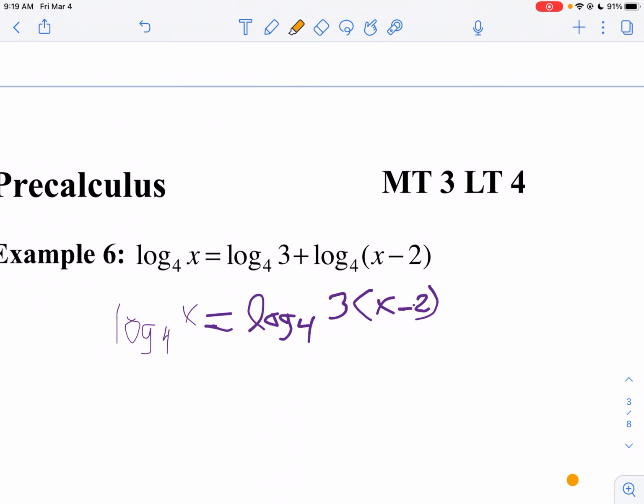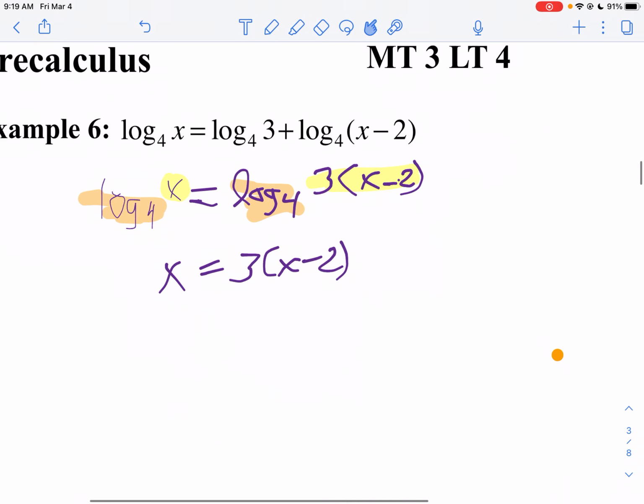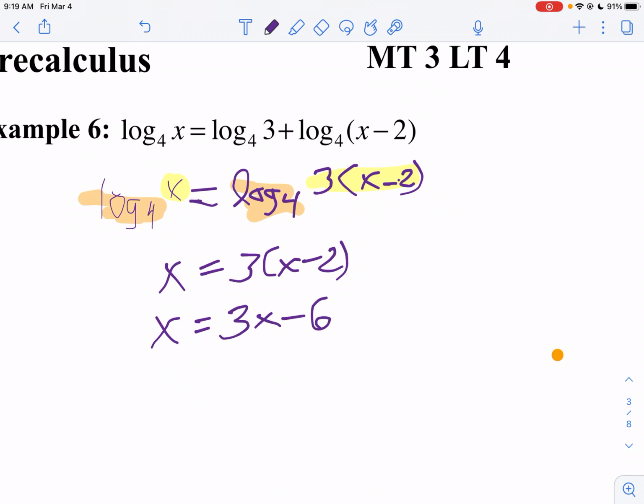Notice my logs are the same, so my arguments have to be equal. So I can say then x equals 3x minus 2, and I can solve that equation. So x equals 3 times x minus 2. Now we do the algebra to solve for x. So then we get x equals 3x minus 6. So I'll subtract 3x from both sides, so I get negative 2x equals negative 6. Divide both sides by negative 2, and x equals 3. And there's our solution for a problem like that.